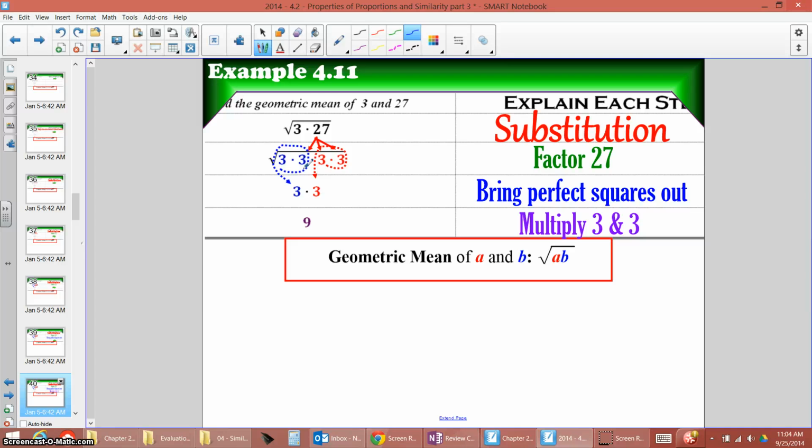Okay. Now, another way we could have done this. I've got the square root of 3 times 27. 3 times 27, well, I know that's 81. And I know that the square root of 81 equals 9. So however you want to work it is fine by me. Just make sure you're able to plug in the numbers, multiply them, and solve.